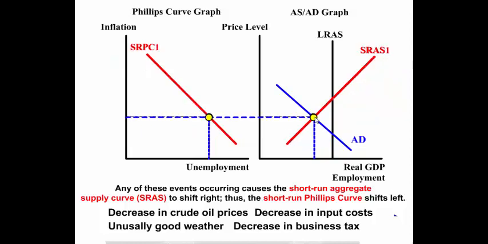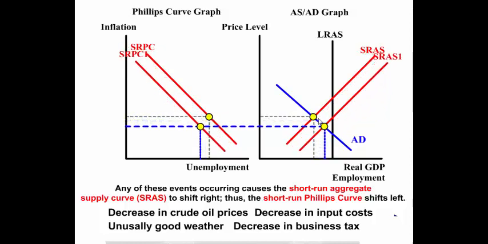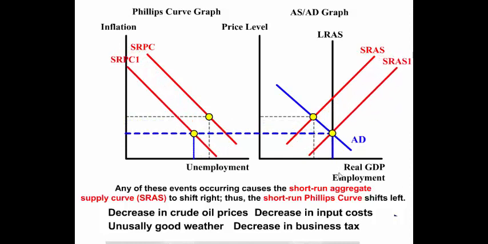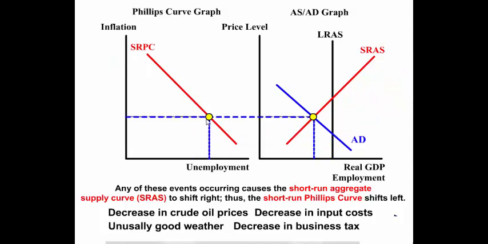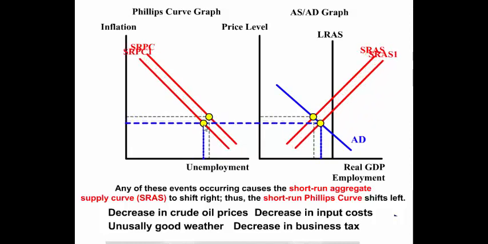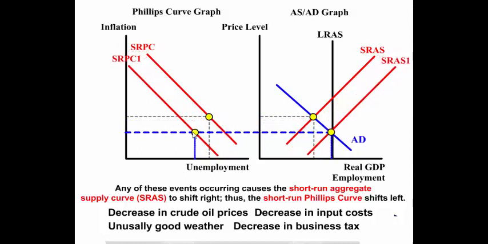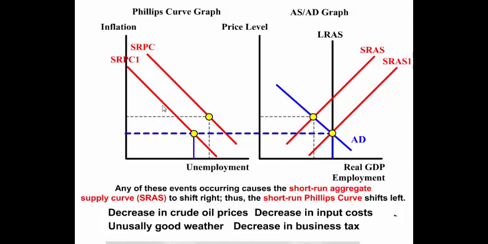Notice as this is occurring here that you get more employment at lower prices, or as you notice here on the Phillips curve, you get less unemployment and lower inflation.